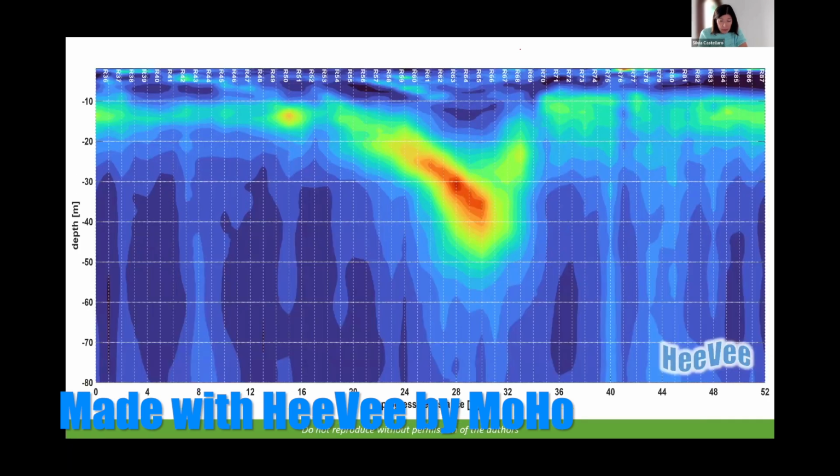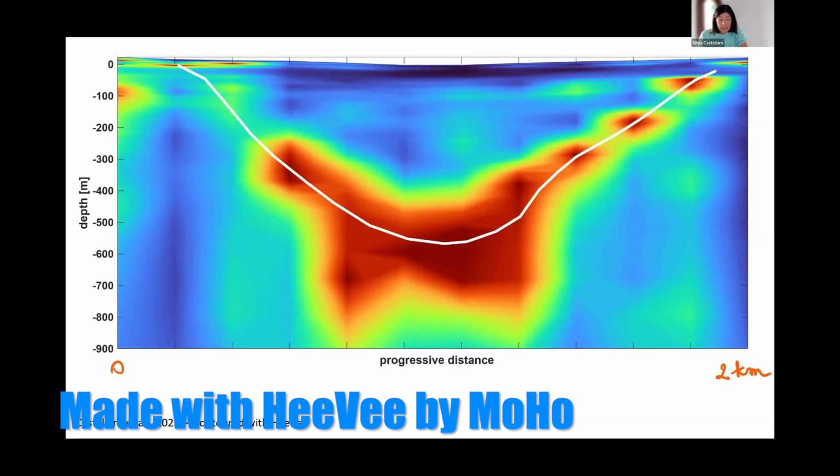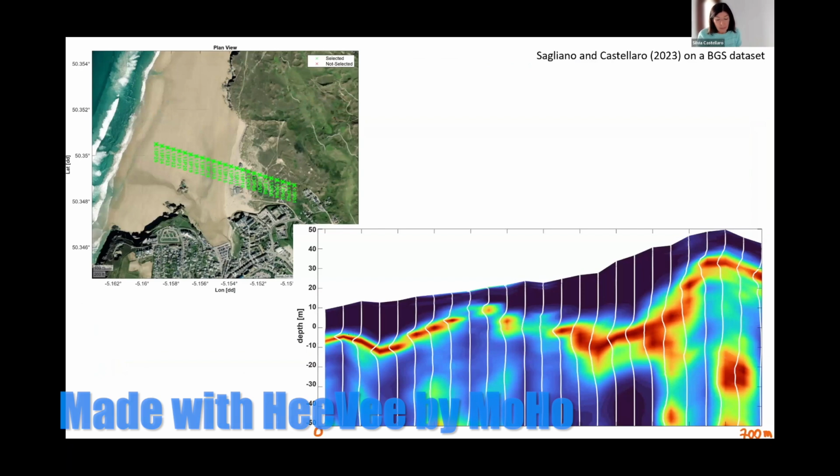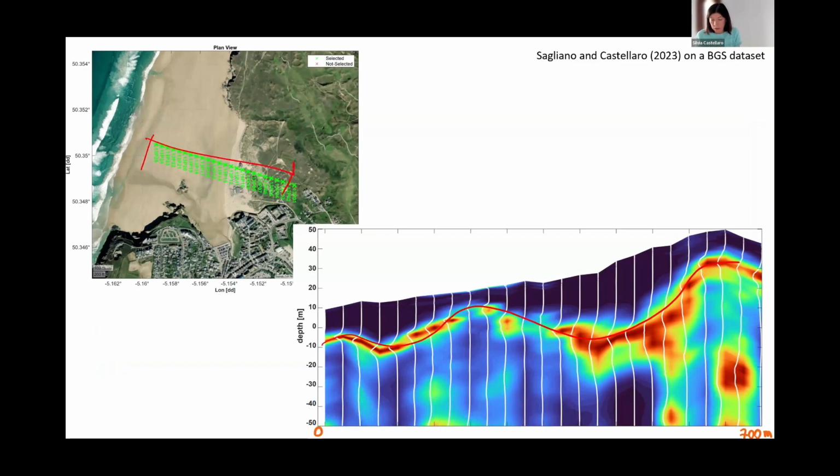This is another example, it's even more interesting, of another reflector mapped by using HV. This is another case of a very deep reflector, because in this case we are speaking of 600 meters. So it's quite a big basin, again in northern Italy, over a size of 2 kilometers. And this is the example that I showed you before, of another reflector mapped in this site, which is in the UK.